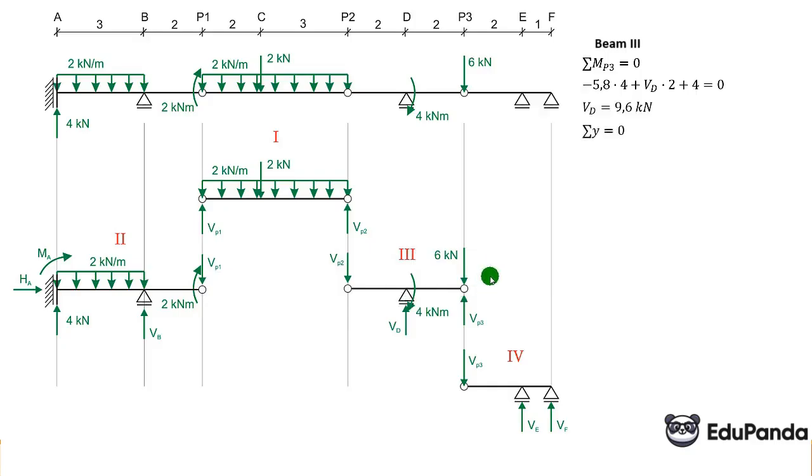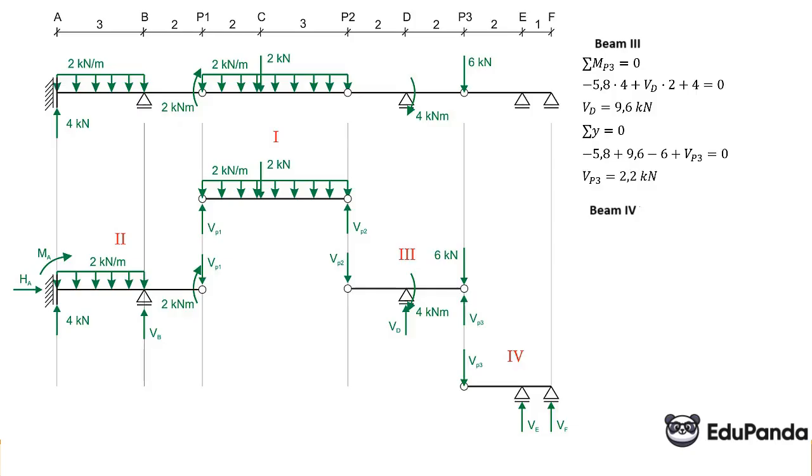The sum of projections on the y-axis equals 0: minus 5.8, plus 9.6, which is the reaction VD just calculated, minus 6 plus VP3 equals 0. Therefore, VP3 is 2.2 kN.